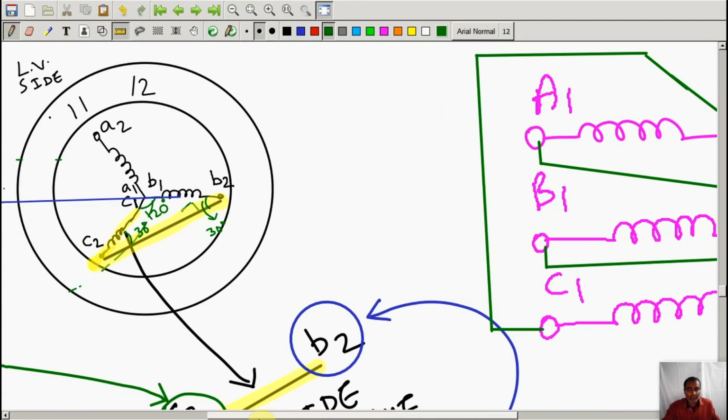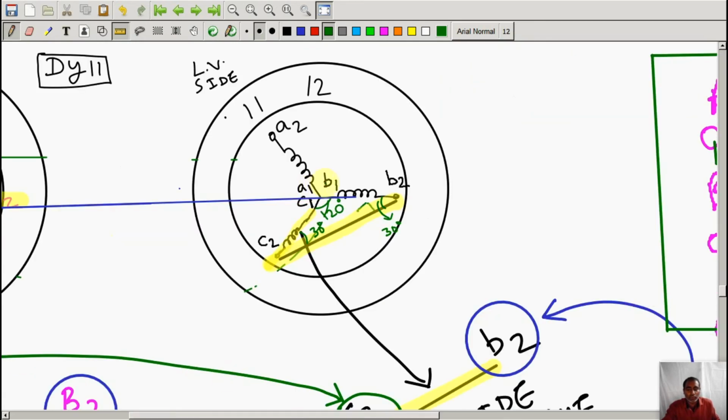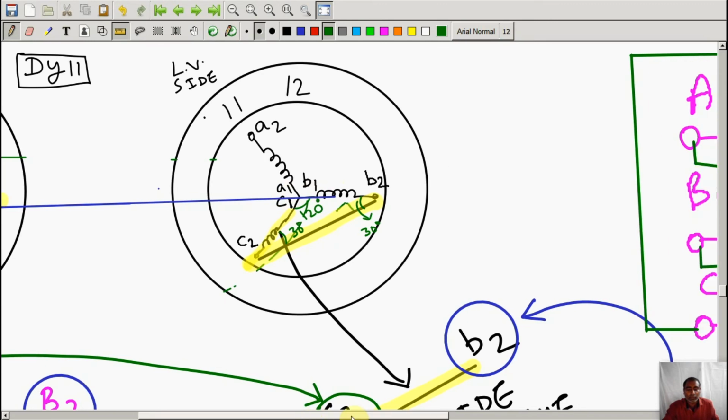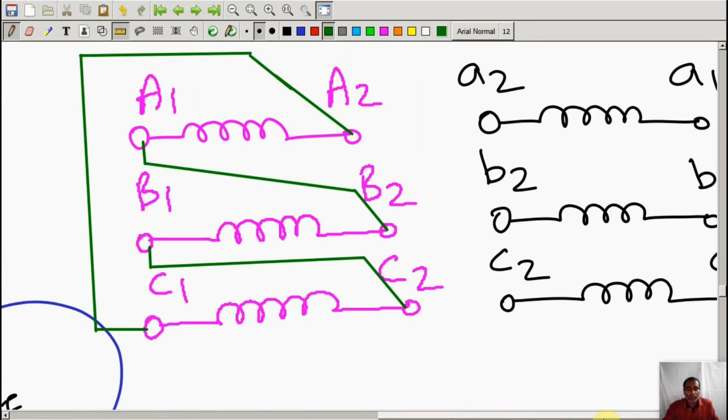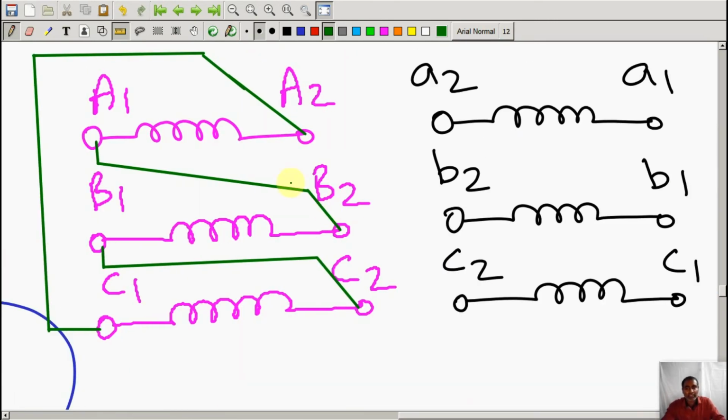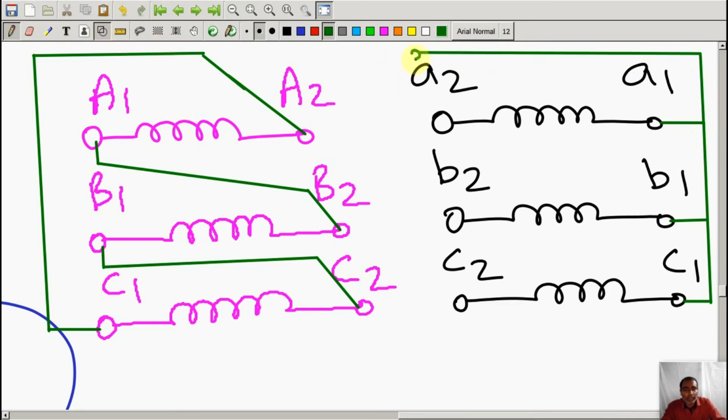LV side is very straightforward. You will short the terminals A1, B1, C1 together because they have the same polarity. So we will short A1, B1, C1 together. They have the same polarity, and this will be treated as the neutral side of the LV side, that is the low voltage side. So this will be treated as small n. Small n means the neutral side.